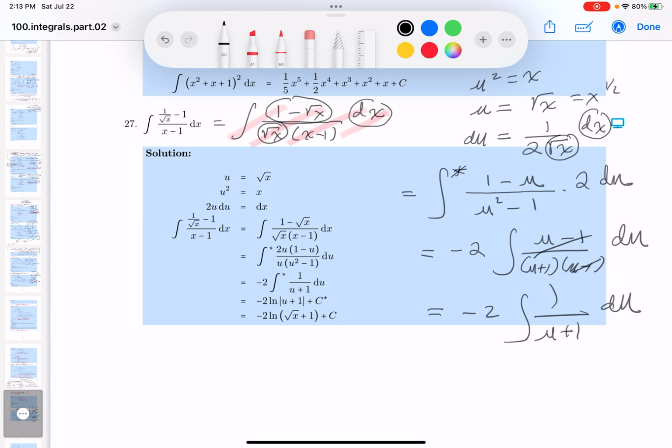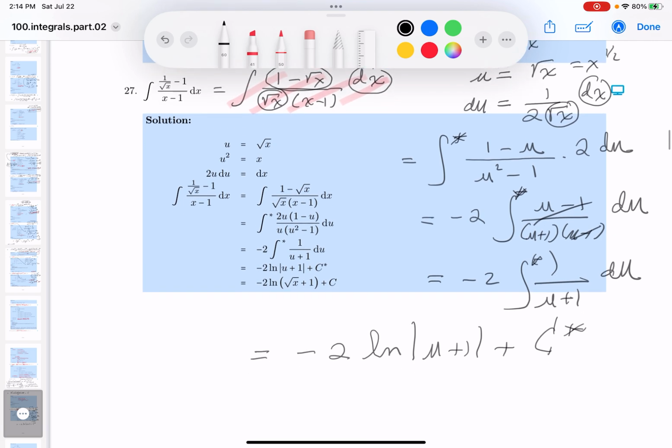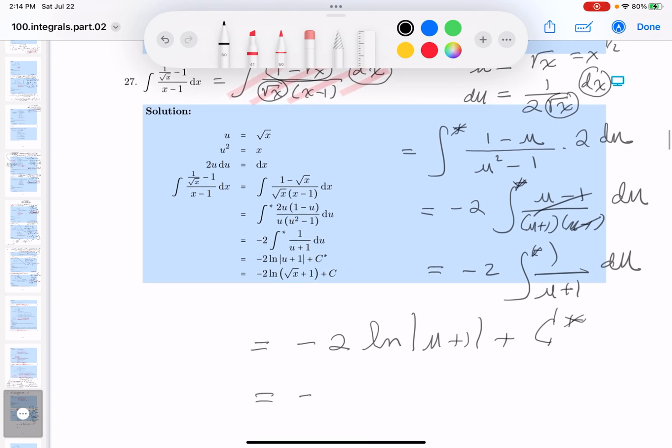And now I'm going to integrate. And what do you get? You get minus 2. It's a rather simple integration, by the way. Natural log of the absolute value of u plus 1 plus some constant of integration. Let me put the star. I forgot to do that, by the way. And let's go back to the u's. What are the u's? The u was just root x. What do you get over here? Minus 2, natural log, the absolute value, root x plus 1 plus c.